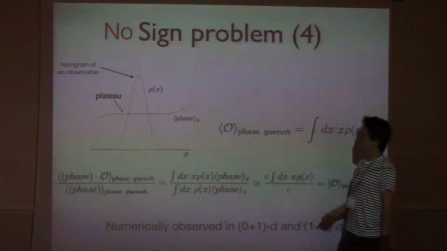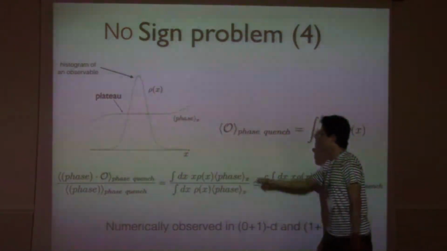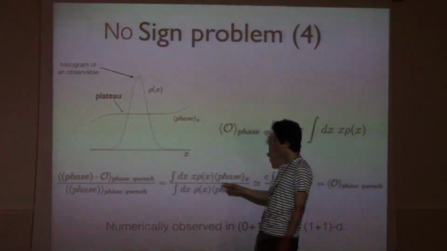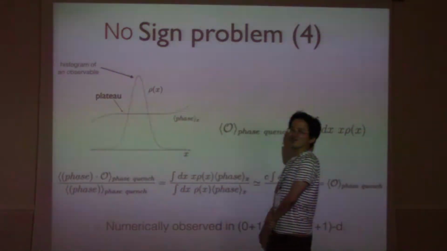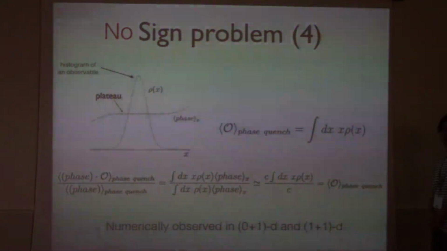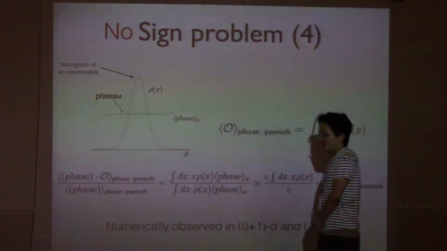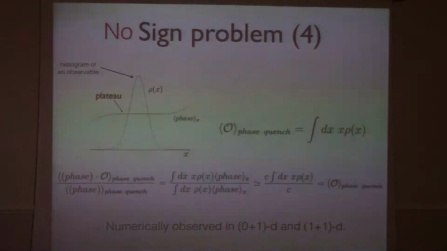And let's call that constant c. Here, because this is constant, whenever this is non-zero, you can just regard it as an overall constant factor c, and they just cancel. The phase quenched value and the exact value are the same. And of course, you would not imagine why such a miracle should happen.